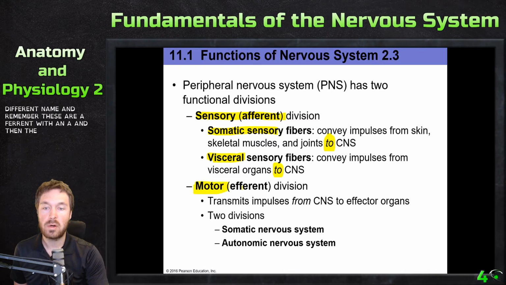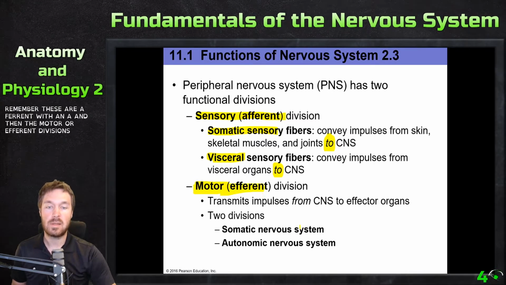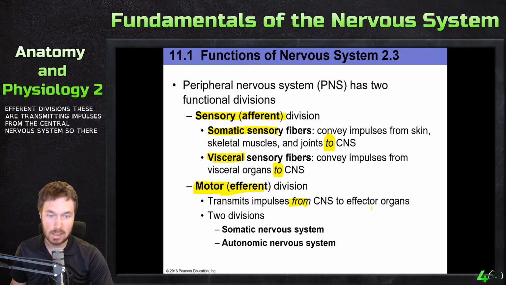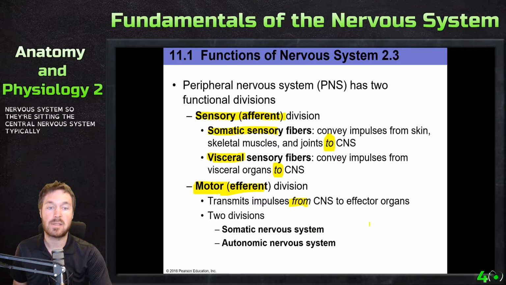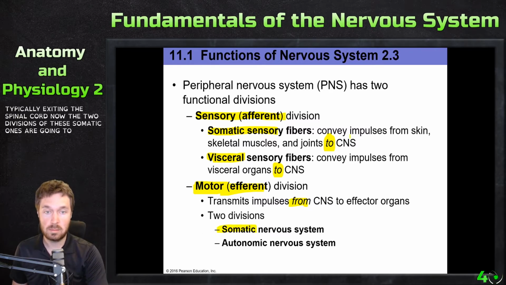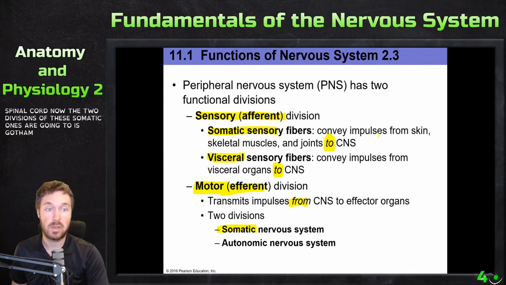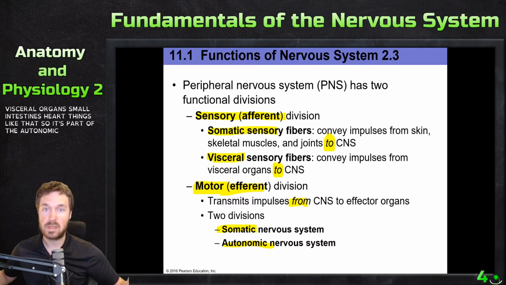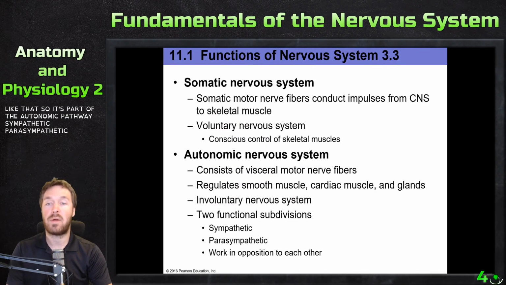And then the motor or efferent divisions, these are transmitting impulses from the central nervous system. So they're exiting the central nervous system, typically exiting the spinal cord. Now, the two divisions of these, somatic ones, are going to skeletal muscles, joints, skin. Then autonomic ones are usually going to visceral organs, small intestines, heart, things like that. So part of the autonomic pathway, sympathetic, parasympathetic pathways.